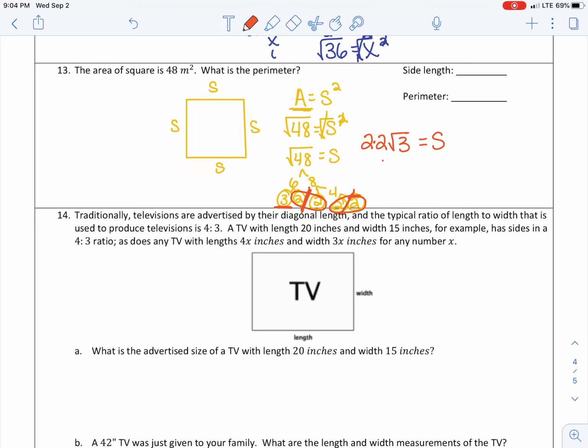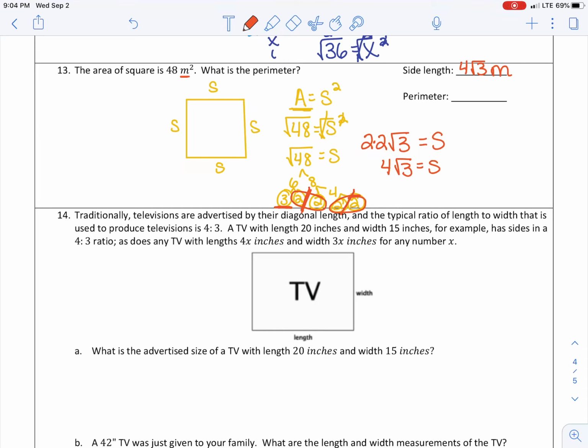So if I multiply my 2 times 2, I get 4 root 3, which is equal to my side length. So each side length is going to be 4 root 3, and we're talking about meters here, so we have meters. Okay, that is the side length.